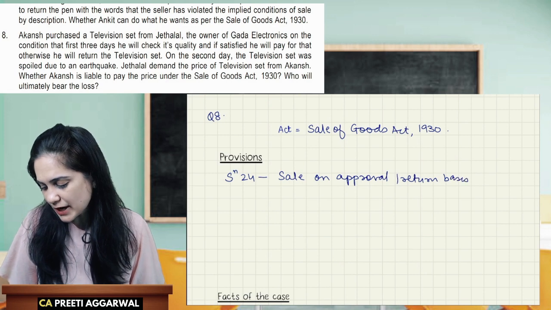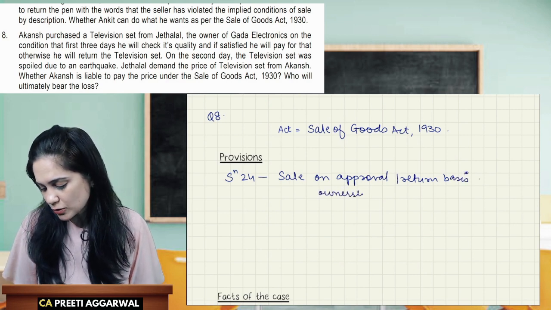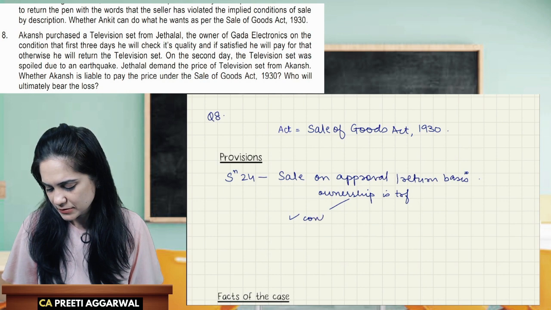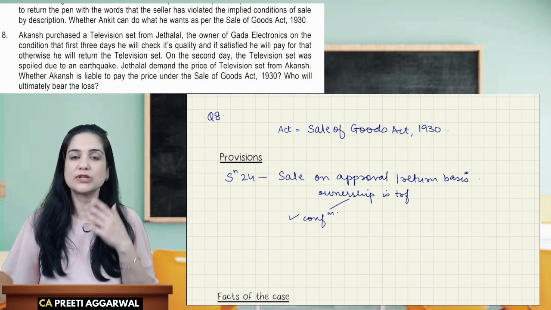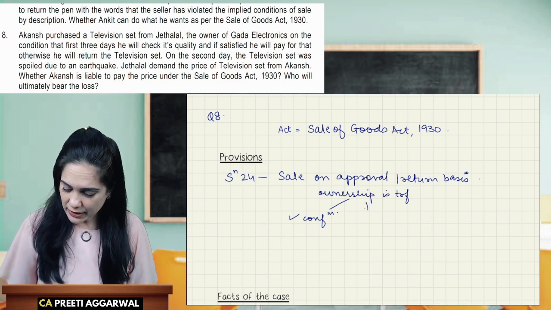Now in this case, what happens? When is the ownership transferred? Okay, ownership is transferred when the buyer gives his confirmation. That you will have to write. When does the ownership transfer? When the buyer gives his confirmation, when he gives his approval, or he does any act adopting the transaction.